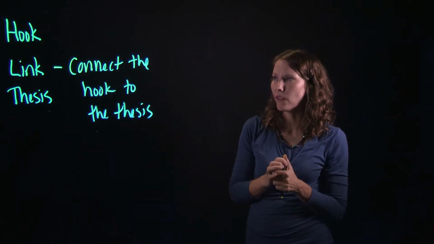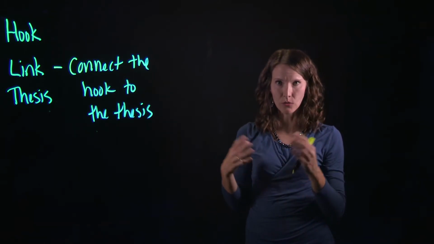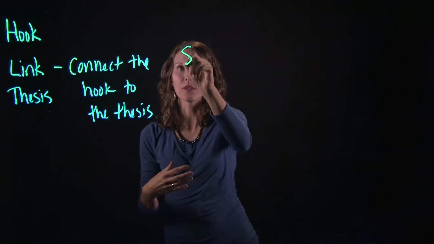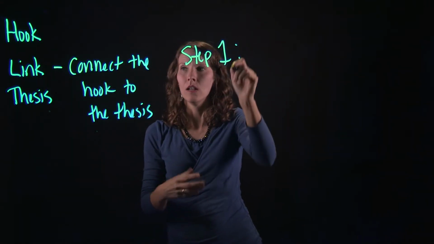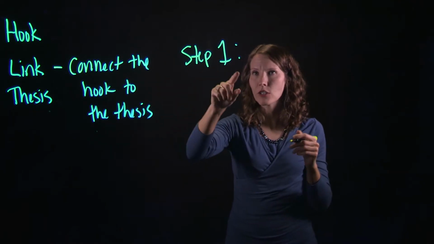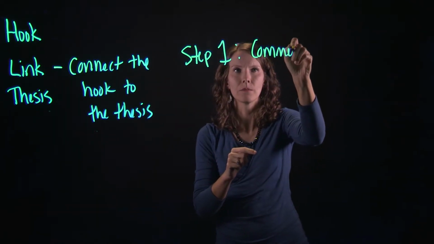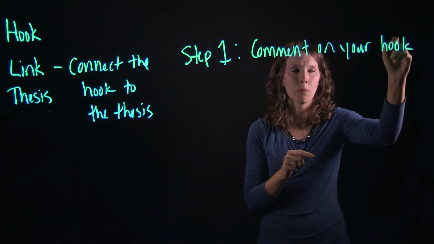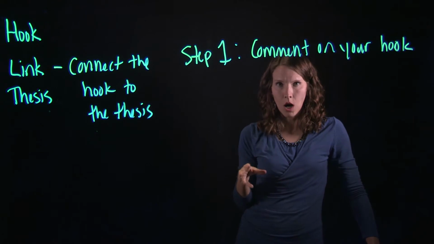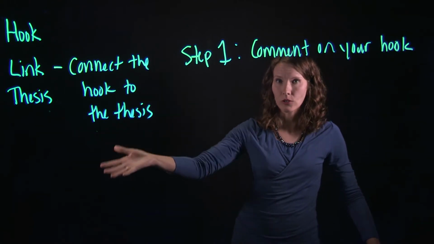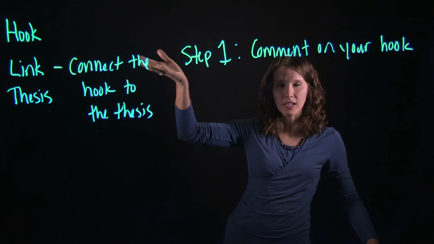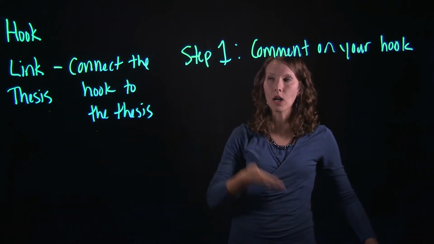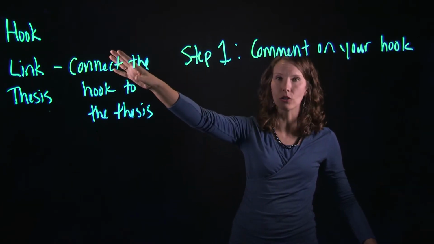So let me give you some advice if you're stuck writing your link of what you can do to make this flow as one cohesive paragraph. So the first step of the link, the first part of it, is you want to comment on your hook. So as a general rule of thumb when you're writing an essay, you never want your reader to have to draw his or her own conclusions, to look at that fact or statistic you've given and decide what he thinks about it. You want to tell your reader what conclusion to draw from that hook that you've given.